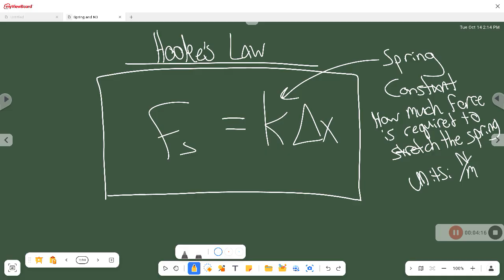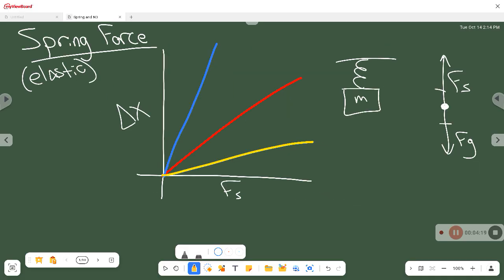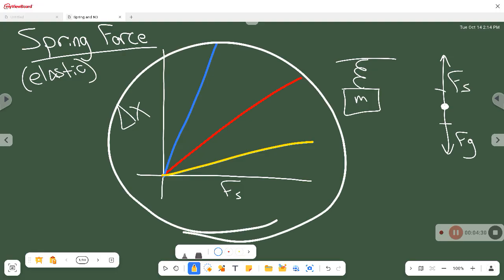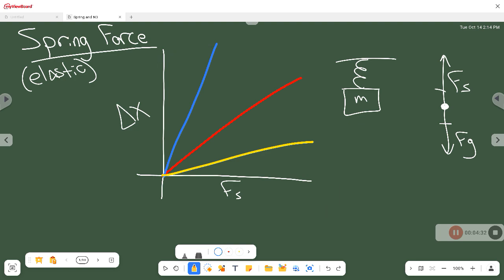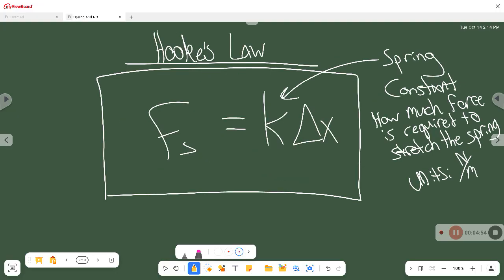So all stretchy objects, all elastic objects, so springs, bungee cords, rubber bands, fit into one of two categories. They are either Hookean or non-Hookean. If they are Hookean, then they follow this trend here, a direct proportionality between spring force and displacement. If they are non-Hookean, then they would not follow this trend. They maybe would look something like that, where it is more of an exponential relationship between the two. However, pretty much all of the springs we are going to deal with in this class will all be Hookean.